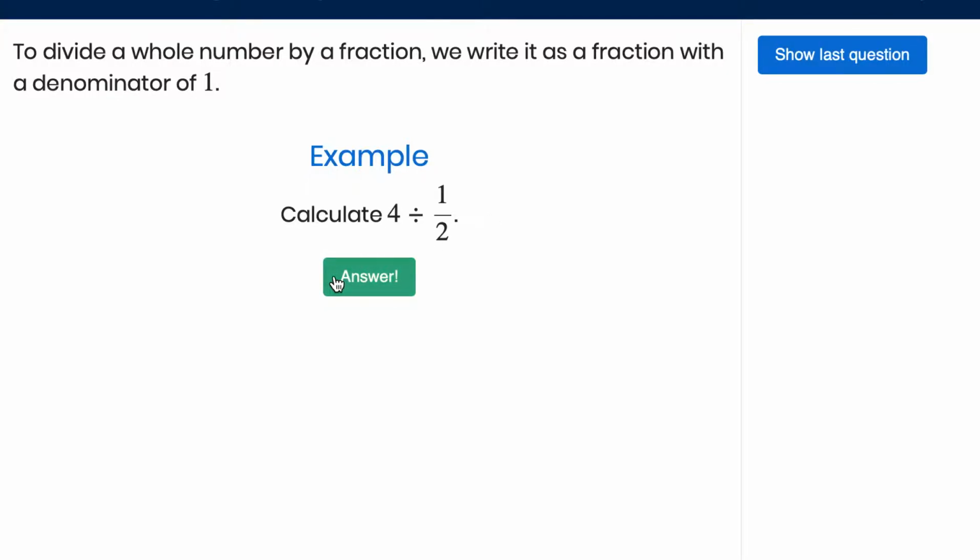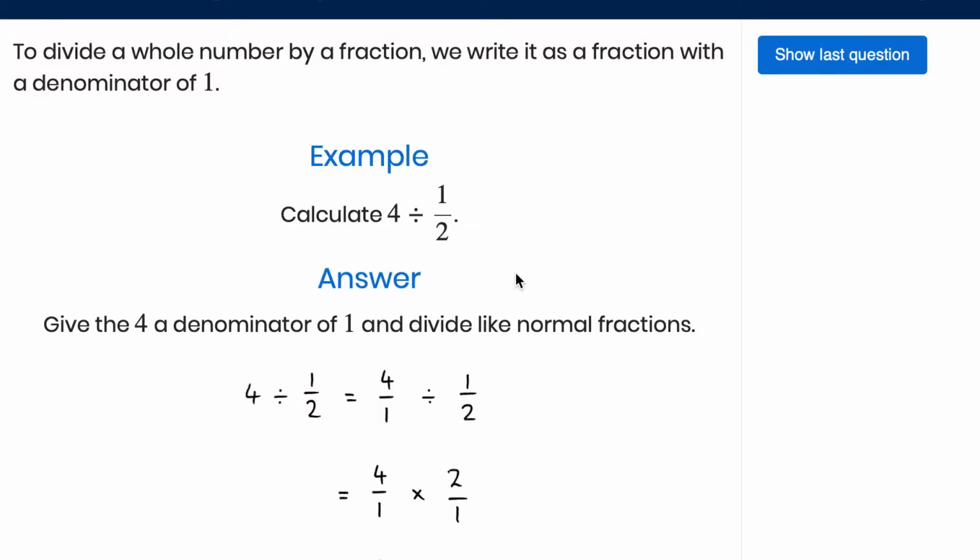Let's see the method. Okay, so what we do is give the whole number of 4 a denominator of 1 and divide like normal fractions. So this means 4 divided by 1/2 is the same as 4 over 1 divided by 1/2. So we've given the 4 a denominator of 1 here. We can do this because 4 over 1 is the same as 4.